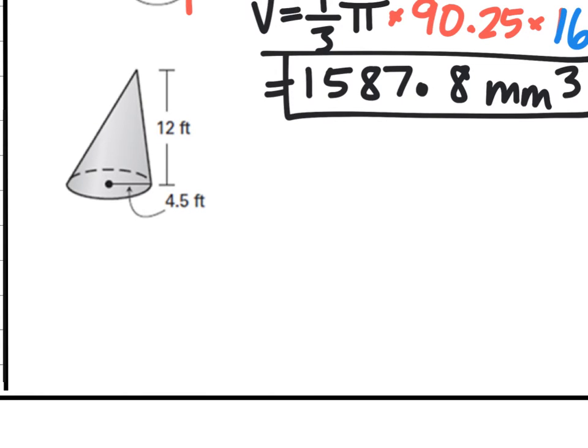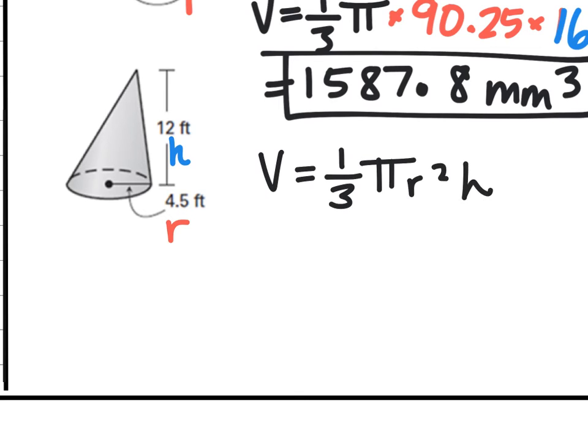George, what's my radius for this cone? 4.5. Zachary, what's my height? 12 feet. Yep. So we're going to write down our formula because that's what smart people do. They write down the formula before they use it. 1/3 pi r squared h. And then put in what you know. You know the radius is 4.5 and the height is 12. So that's the only thing that's going to change.